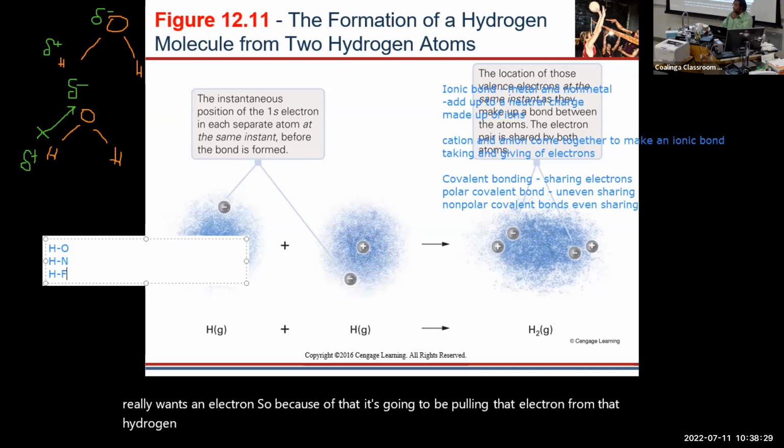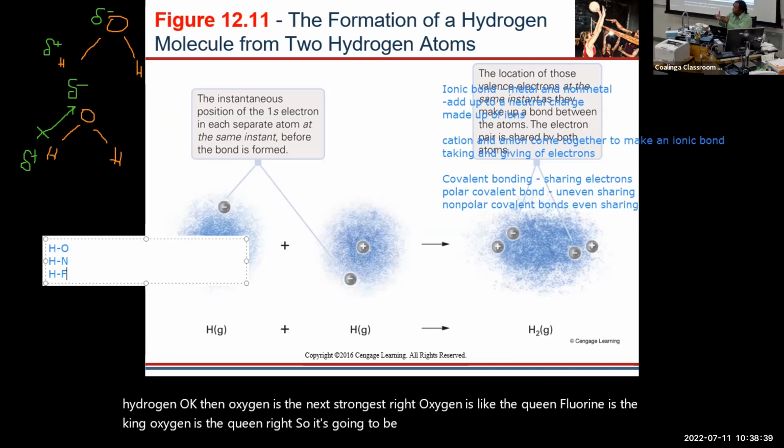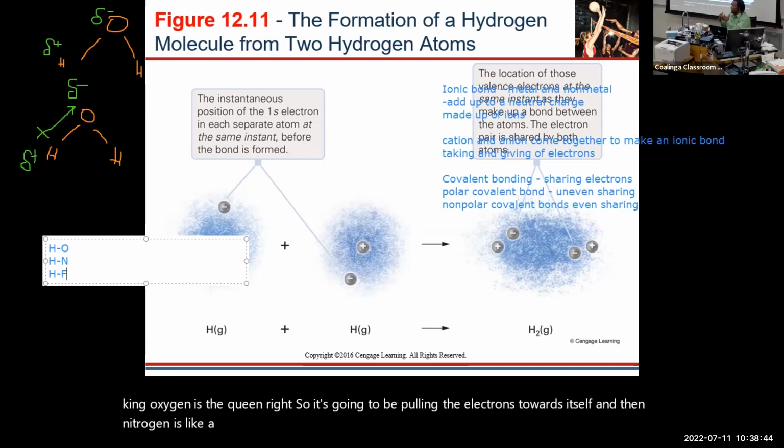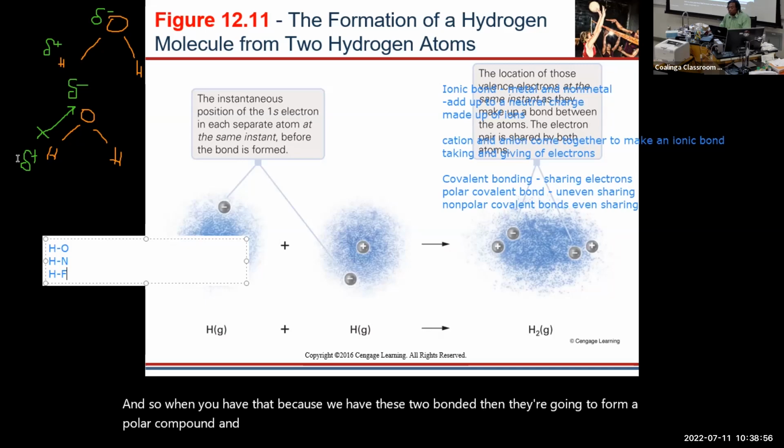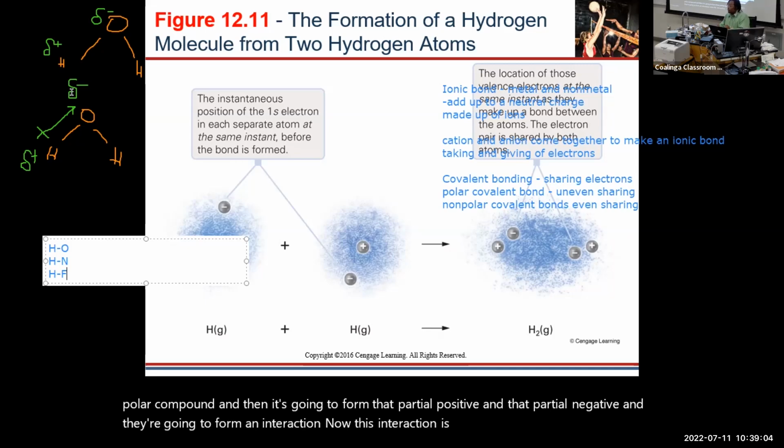Then oxygen is the next strongest. Oxygen is like the queen. Fluorine is the king, oxygen is the queen. So it's going to be pulling the electrons for itself. And then nitrogen is not as strong as the other two, but still pretty strong. And so when you have these two bonded, then they're going to form a polar compound, and it's going to form that partial positive and that partial negative. And they're going to form an interaction. Now, this interaction is relatively strong compared to other interactions.